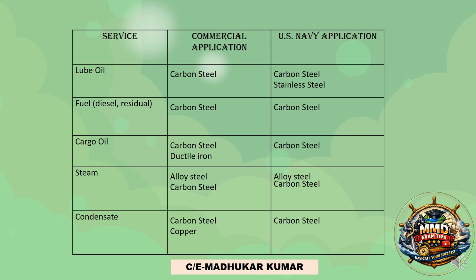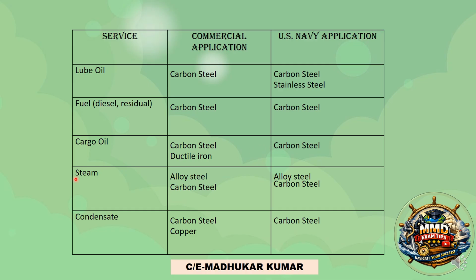Okay, in this slide, I am going to explain the continuation of the service, commercial application and US Navy application. For the lube oil pipeline and pumping system, carbon steel is being utilized, or sometimes stainless steel or galvanized steel. For the fuel, as we have seen earlier, it's a class 1 system, the diesel and residual fuel, which is being utilized. So high temperature, high pressure, carbon steel is the first choice, and this is mostly utilized on board ship. Cargo oil, carbon steel, and sometimes ductile iron, because this is also corrosive in nature. So this is being utilized.